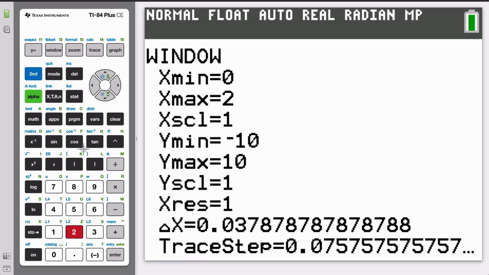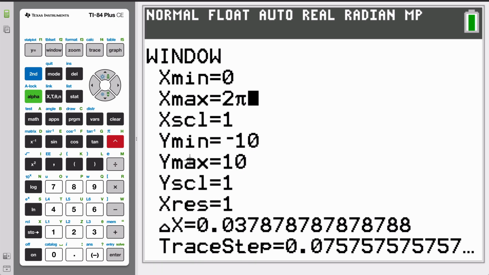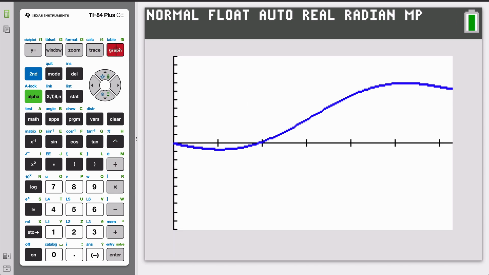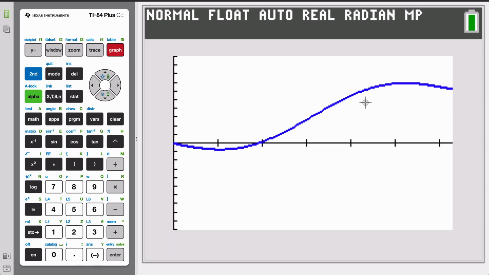So type 2, and then pi is right here above the caret key. So second caret is going to be 2 pi. It doesn't really matter the scale that we go by because we're going to be using the calculator to calculate these things anyway. And the maxes and mins don't really matter because the whole graph was kind of self-contained in that. So let's hit graph again to take a look at what we have here.